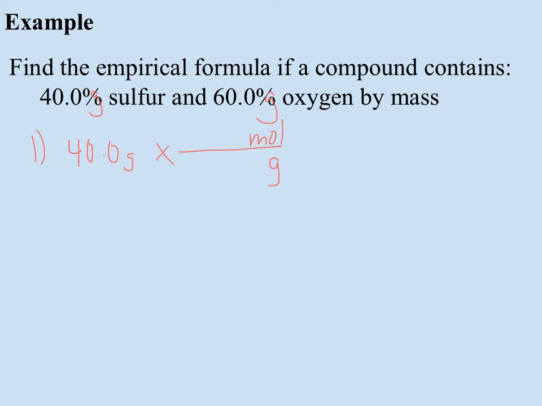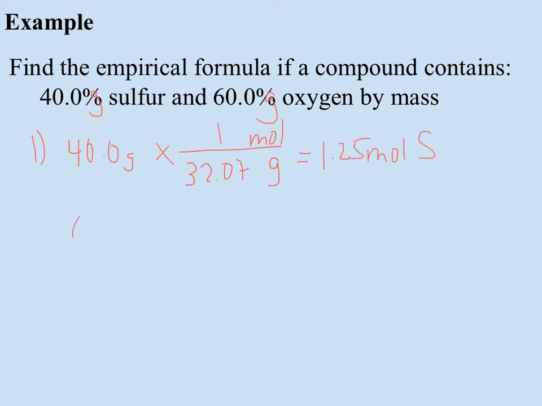I look up sulfur and see that it has a mass of 32.07 grams in 1 mole. So when I divide, I'm going to get 40 divided by 32.07. This is 1.25 moles of sulfur.